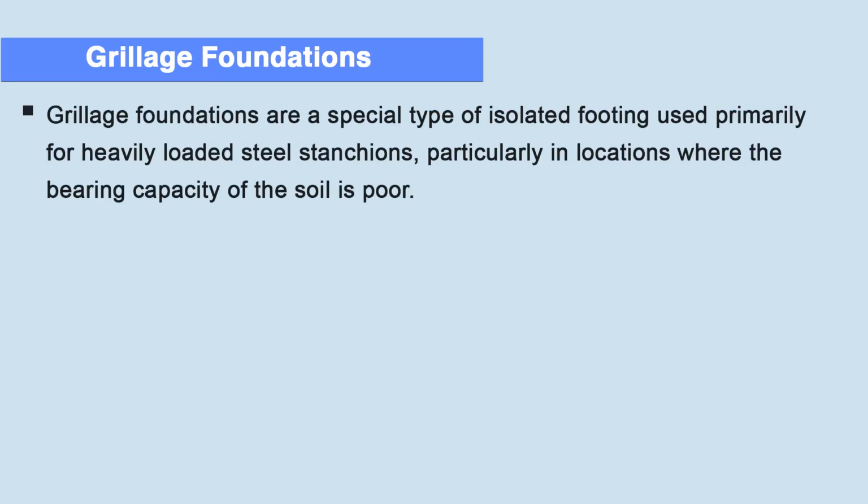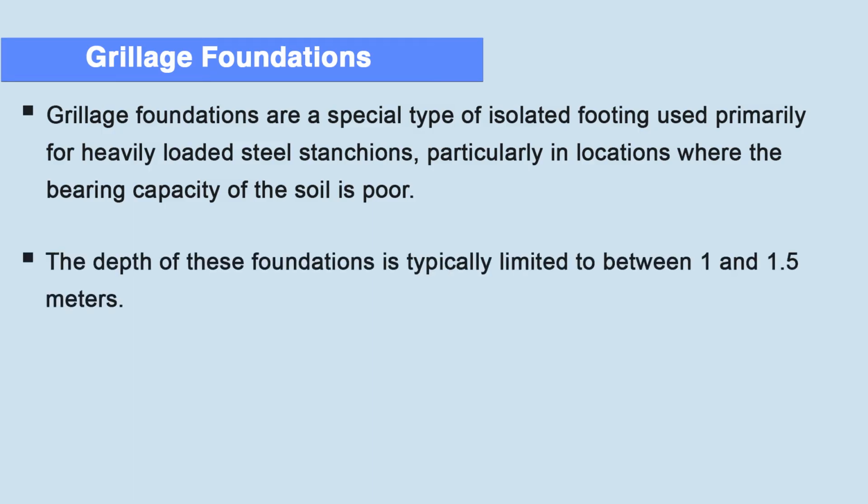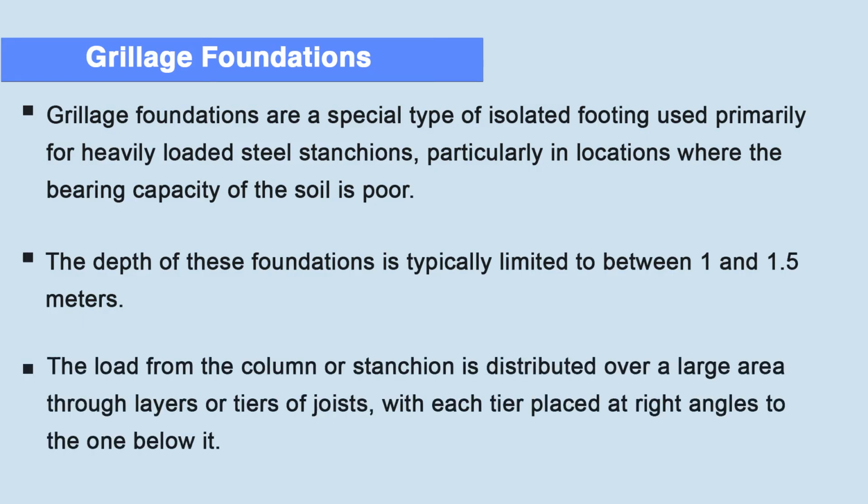Then the next is grillage foundations. Grillage foundations are a special type of isolated footing used primarily for heavily loaded steel stanchions, particularly in locations where the bearing capacity of the soil is poor. The depth of these footings is typically limited to between 1 and 1.5 meters. The load from the column or stanchion is distributed over a large area through layers or tiers of joists, with each tier placed at right angles to the one below it.